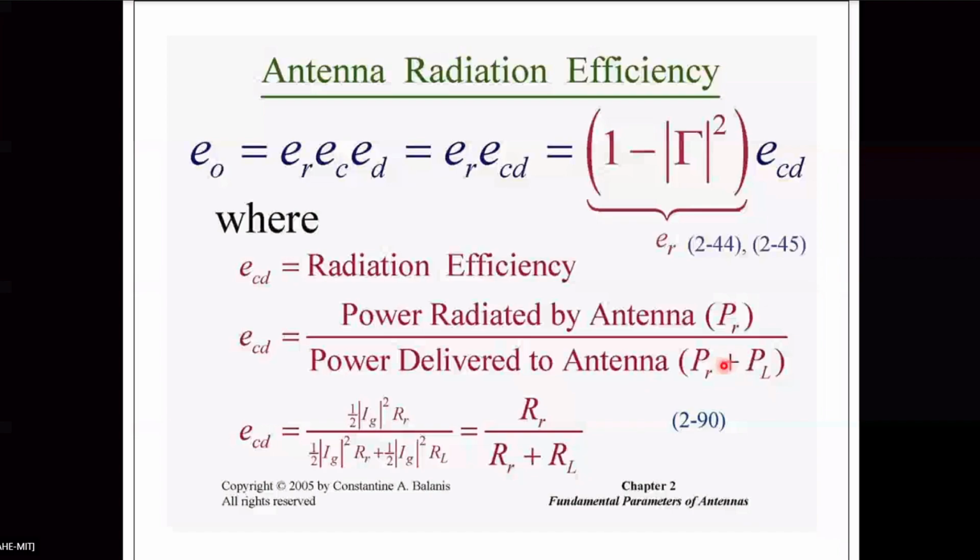It should have two parts: radiated power plus loss power. So you know ECD is PR, the radiated power, half Ig square into RR, over the input power, half Ig square into RR plus RL. So this becomes RR upon RR plus RL. This is the expression for ECD. All of you got it?